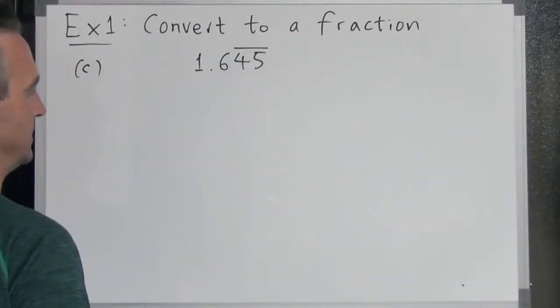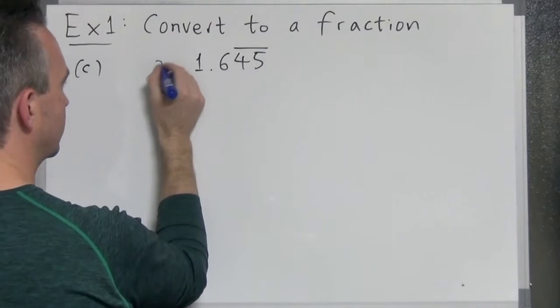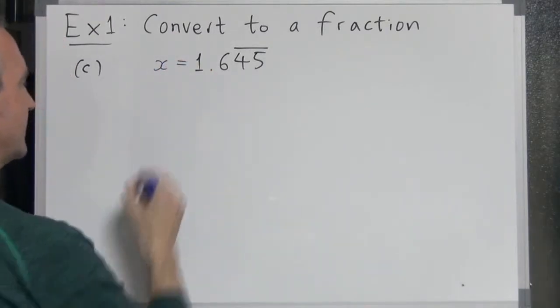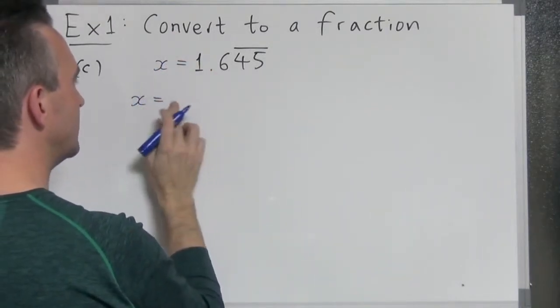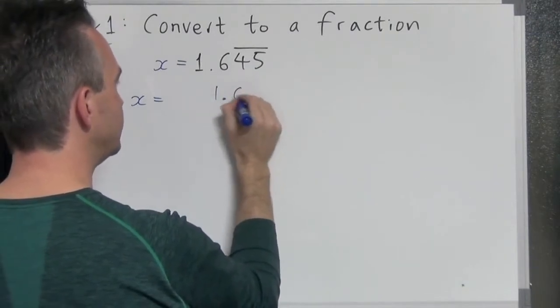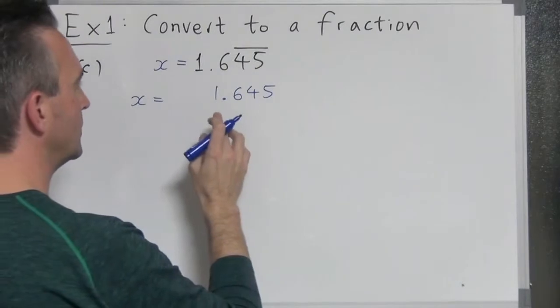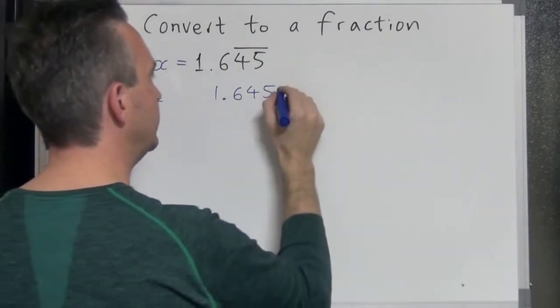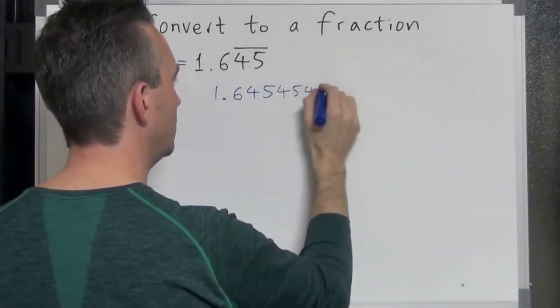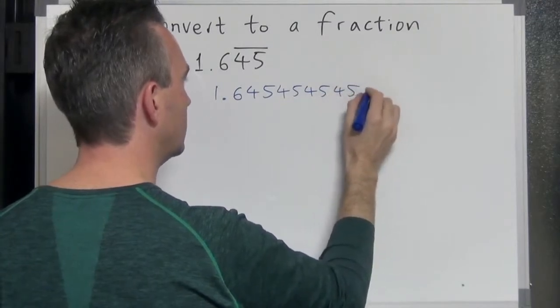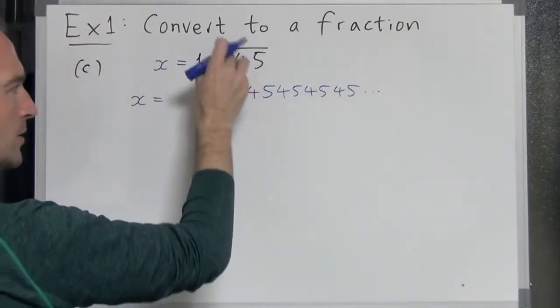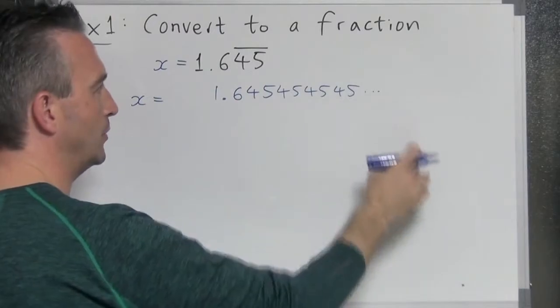Third example, example C. Let's give this bad boy a try. So we're going to be calling this x. Writing this out, x equals, this time with a space, 1.645. And because the bar is only over the 4 and the 5, only the 4 and the 5 are being repeated. 4, 5, 4, 5, 4, 5, so on and so on. The bar is not over the 6, so the 6 does not get repeated.